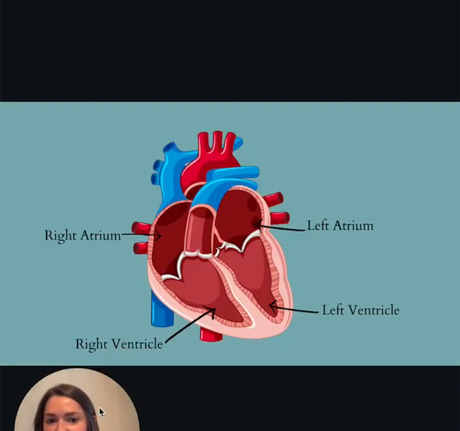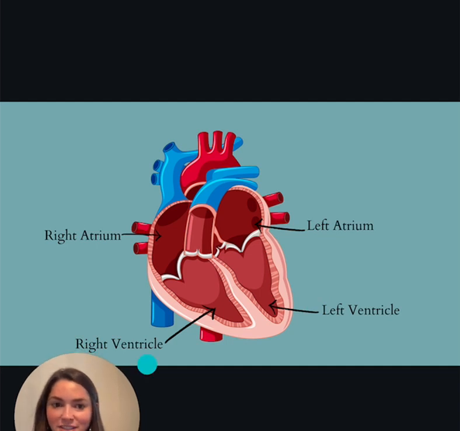So here we have just a really simple picture of the heart. And you can see that on the left side of the screen, we have our right atrium and our right ventricle. Remember, this is a mirror image. And then on the right side of the screen, we have our left atrium and our left ventricle. I want you to think of A for attic to remind you that the atrium sits on top of the ventricle.